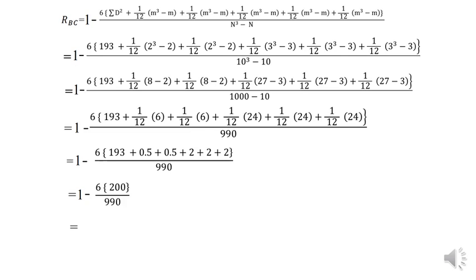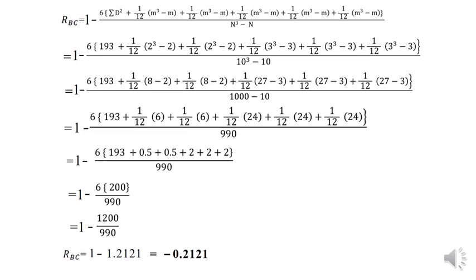1 minus 6 into 200 divided by 990, which is equal to 1 minus 6 into 200 means 1200 divided by 990. Simplify. 1 minus 1.2121. So you are getting minus rank correlation coefficient, that is minus 0.2121. This is the rank correlation coefficient between B and C. There is a negative low degree correlation between judges B and C with respect to the beauty characteristic.